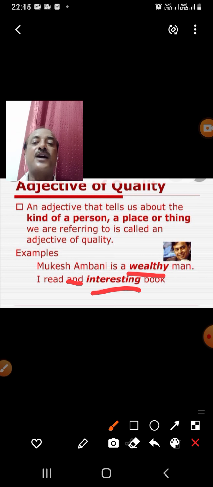So all these are adjectives that add more meaning to a noun or a pronoun. Now, Mukesh Ambani is a wealthy man. What kind of man? Wealthy. He is a poor man. So he is a pronoun. Poor is the adjective that describes the pronoun he.